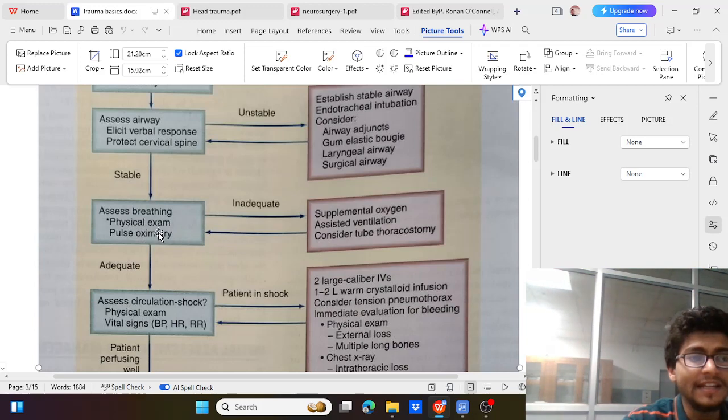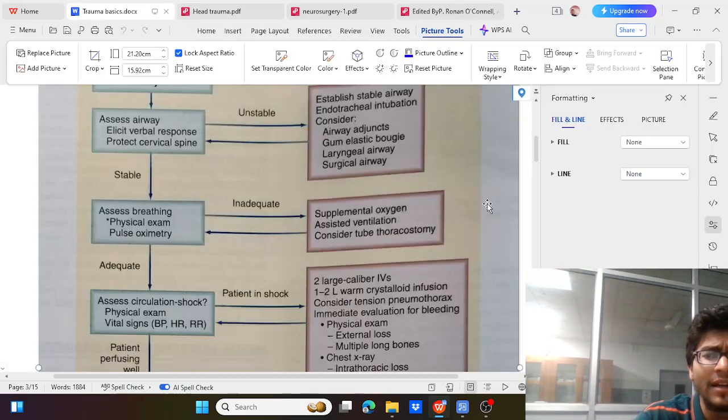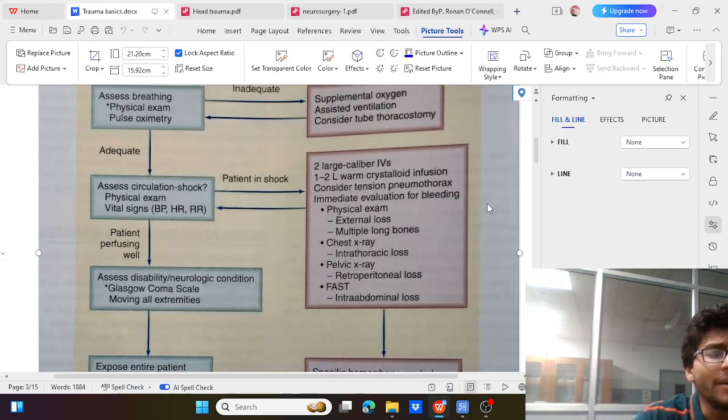Then we'll check for breathing by physical exam and pulse oximetry. If needed, we'll support with oxygen or ventilation. It could be invasive or non-invasive. And if required, we can consider tube thoracostomy, that is chest tube insertion, in case of severe pneumothorax or hemothorax. So we'll consider chest tube insertion.